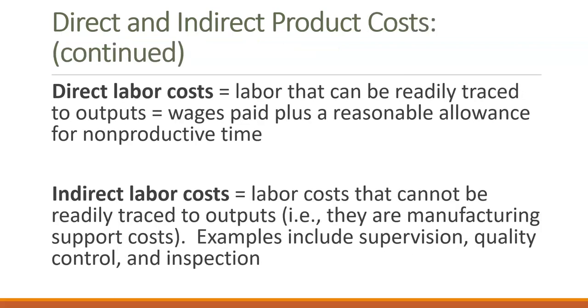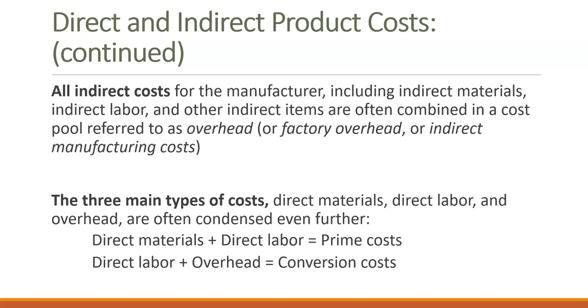Direct labor costs, again, can be easily traced to our product, and indirect labor costs are support costs, our supervision, quality control, inspection, maintenance, all end up in overhead. All of our indirect costs, as I've already said, end up as overhead. Overhead can also be called factory overhead or indirect manufacturing costs.